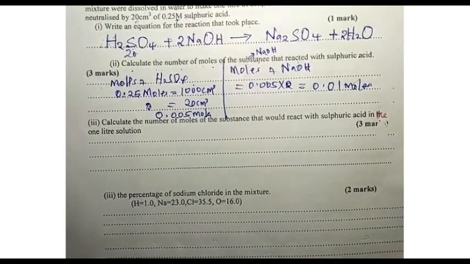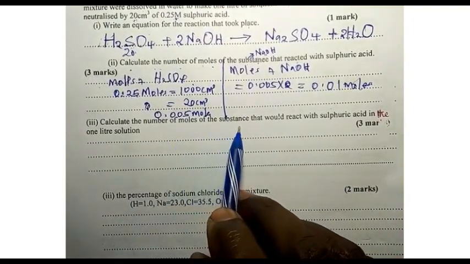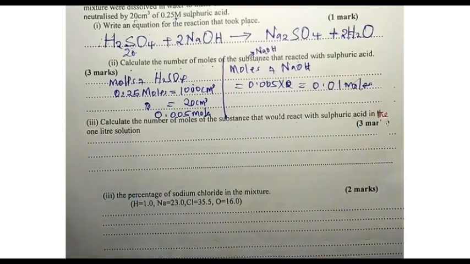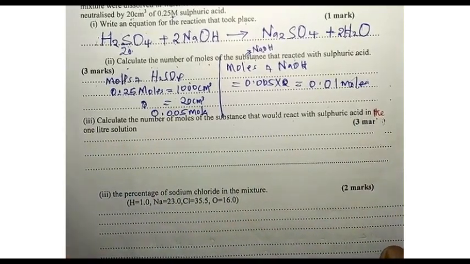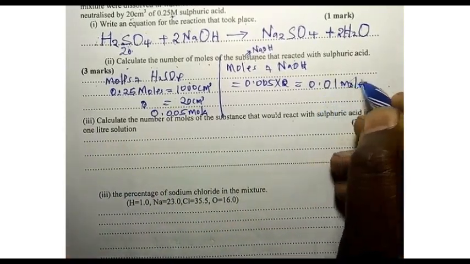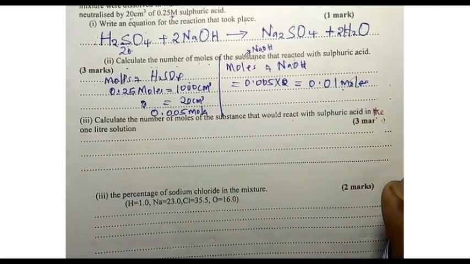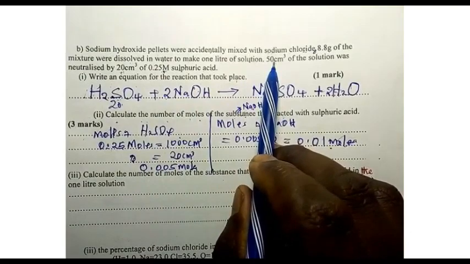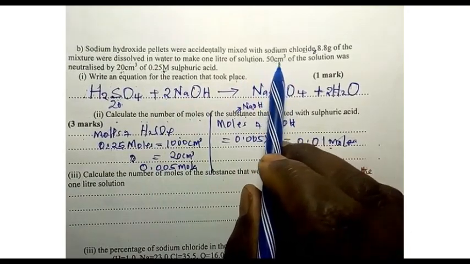Calculate the number of moles of the substance that would react with sulfuric acid in 1 liter. Very correct. So the number of moles we have calculated here for sodium hydroxide is for the volume that was used, and the volume is 50. Now we want 1 liter. A liter is 1,000 cm³.